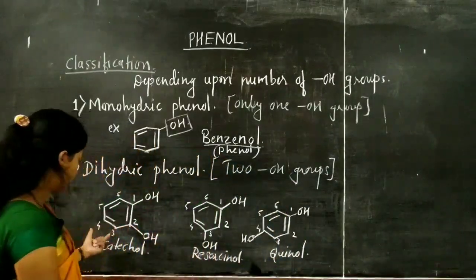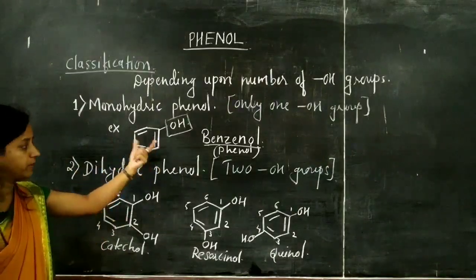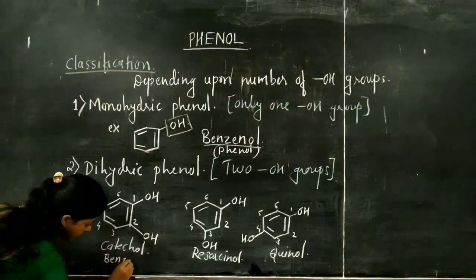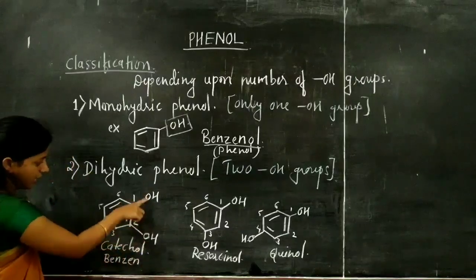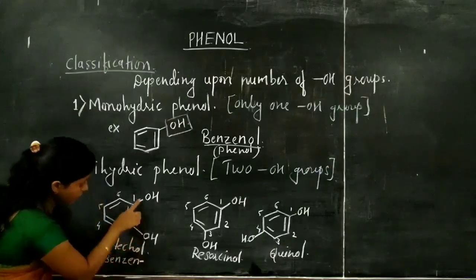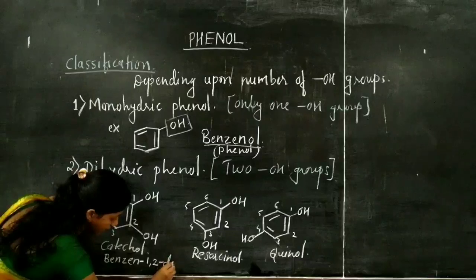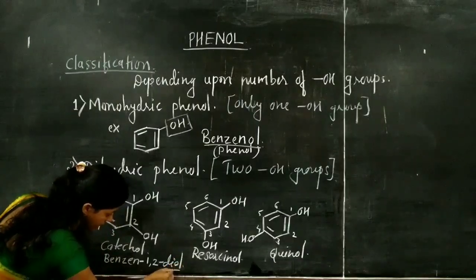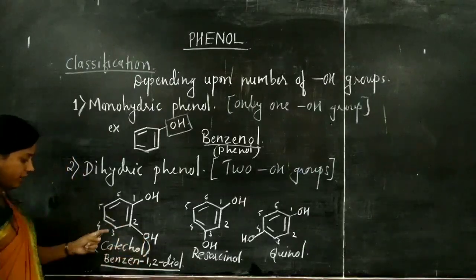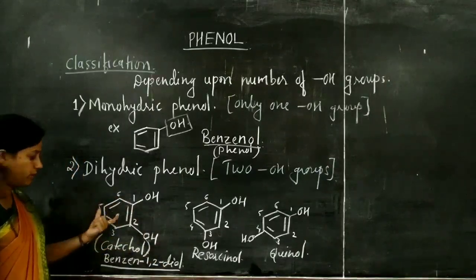So how to name this compound? No doubt the root word of this compound is benzene. We have to remove E, and there are two OH groups, so it will become diol. We have to write the position of both the OH groups. So it is 1,2 and diol. This is the IUPAC name, and the common name of this is catechol. Benzene 1,2-diol is the IUPAC name of catechol.